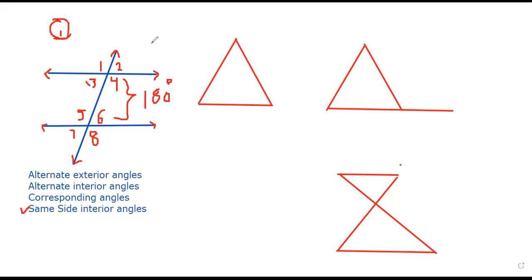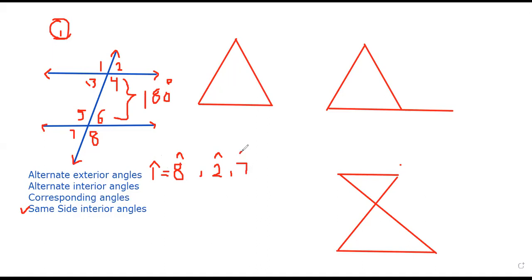Okay, alternate, you're welcome. Alternate exterior. Is there anyone who can give me an example about alternate exterior? Miss, can I say? Okay, Hannah, go on. 1 and 8 and 2 and 7. 1 and 8, yes. So alternate exterior. So we can say angle 1 will be equal to angle 8. And the other pair will be 2 and 7. Thank you. So I have angle 2 and angle 7.